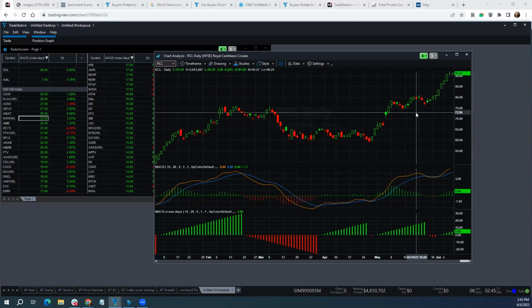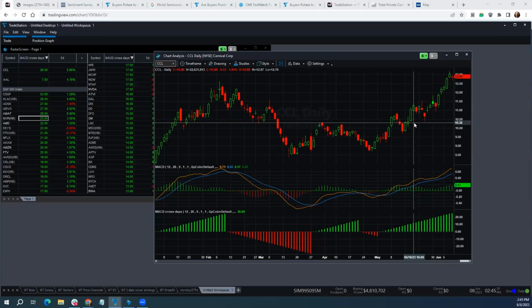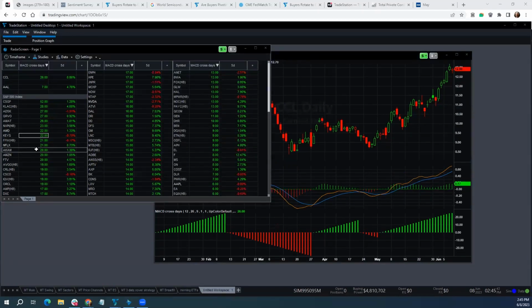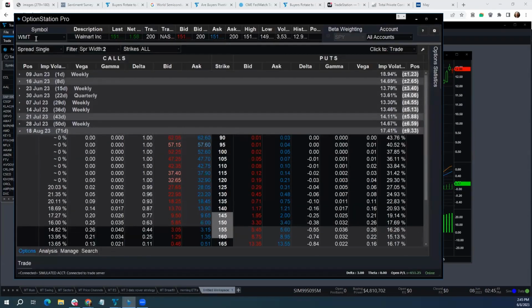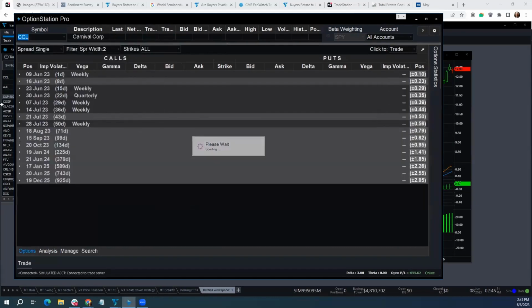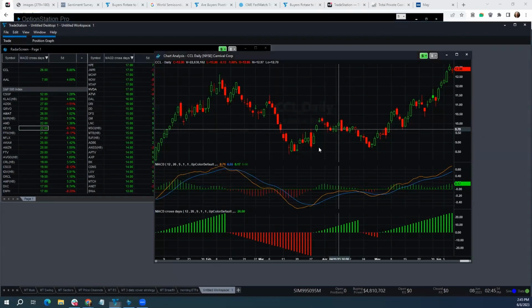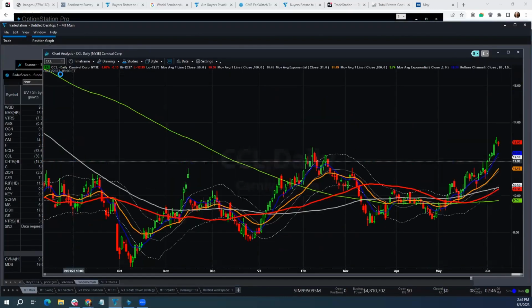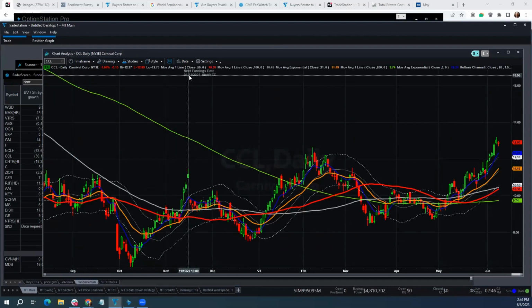So for a name like Royal Caribbean, or for CCL, it would have come up here. We actually did a TradingView idea on CCL recently. I wanted to mention this because CCL trades a lot of options, which we like to see. So let's take a look at the Option Station Pro here. I was looking at CCL, and what's interesting about this name, let's go over here to our MT main for CCL, is that you can see it's supposed to report earnings. This is estimated for the 23rd of this month.